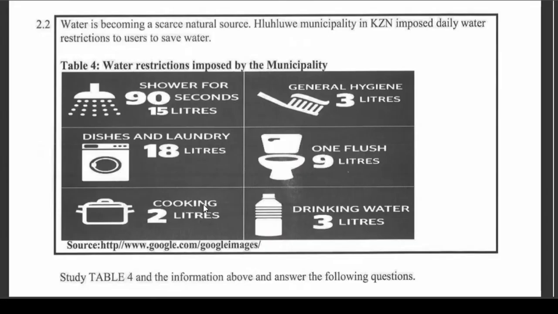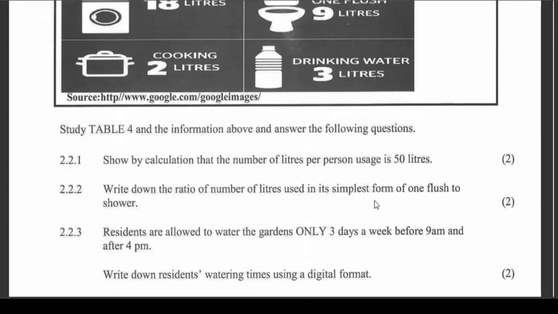General hygiene, that includes brushing, it's supposed to be 3 liters. Then one flush, 9 liters. Drinking water, 3 liters. Show by calculation that the number of liters per person usage is 50.